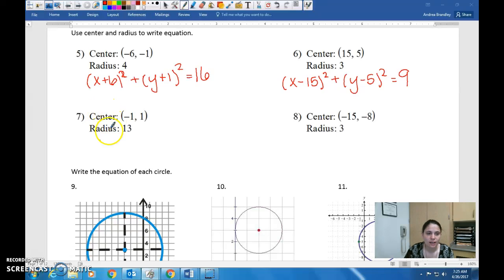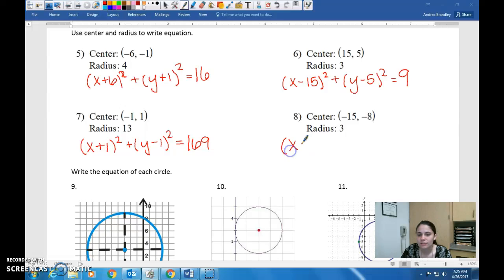And then 7, I have x minus a negative 1, which would be (x plus 1) squared, plus (y minus 1) squared equals 13 squared, which is 169. And then this one, I have x minus a negative 15, so (x plus 15) squared, plus y minus a negative 8, so (y plus 8) squared, equals 3 squared, which is 9.